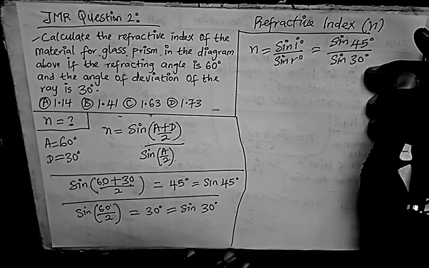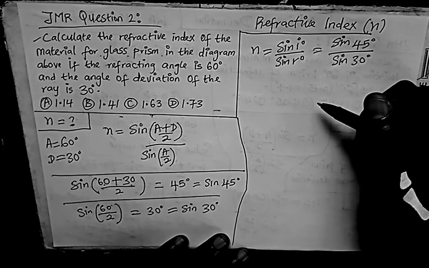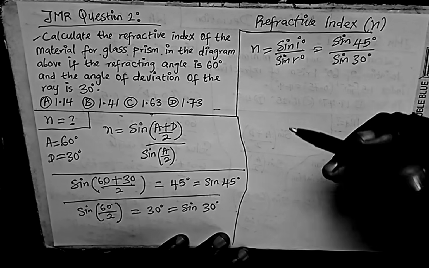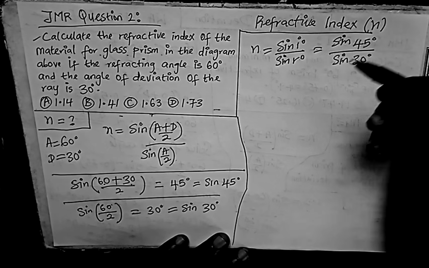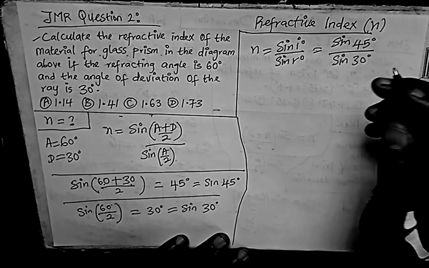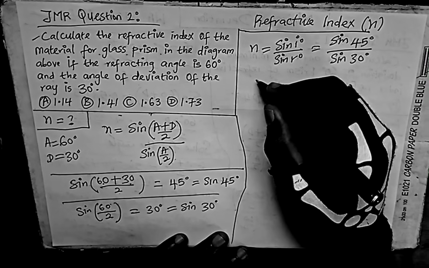Over sine 30 degrees. So now you need to find sine 45 and sine 30. You can't use your JAMB calculator to solve sine 45, and you can't use your JAMB calculator to solve sine 30. So what do we do now? We will use SOHCAHTOA. All right, SOHCAHTOA.